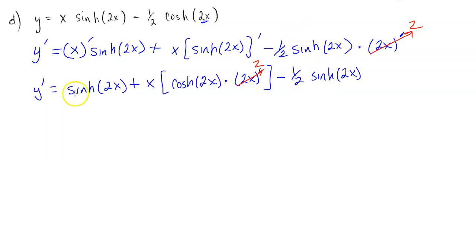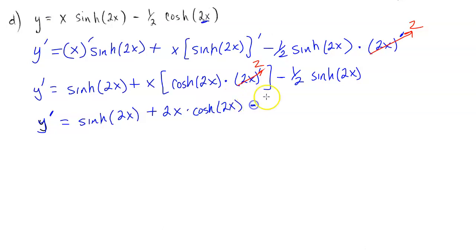And so from that, we know that we have sinh of 2x plus 2x times cosh of 2x minus 1/2 of sinh 2x. And then finally from there, we see here that we have 1 sinh of 2x minus 1/2 of sinh of 2x.